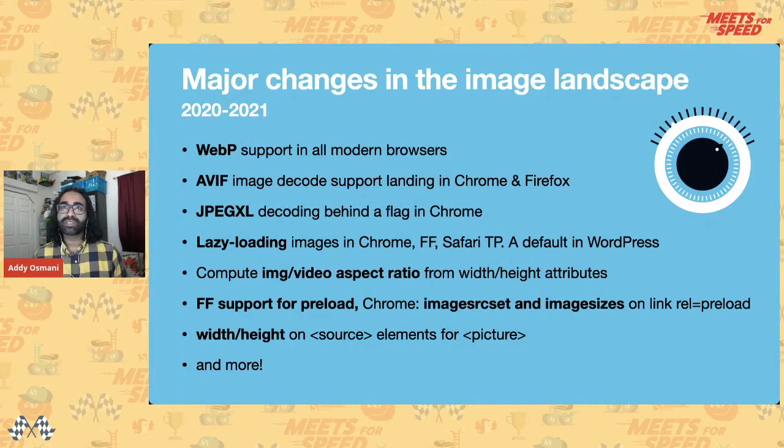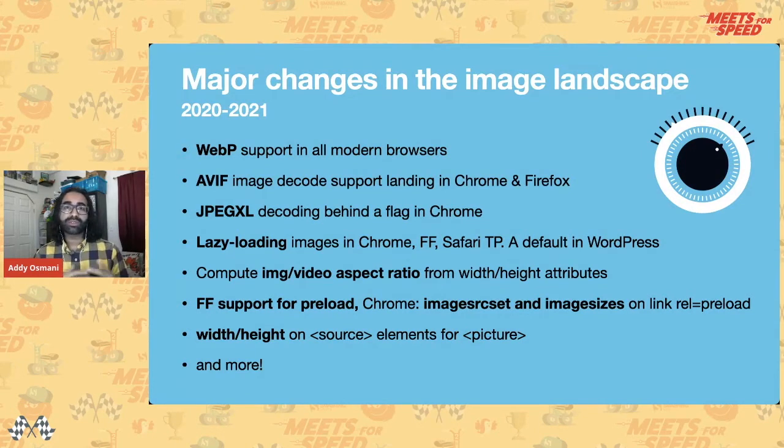We're now in a place where WebP is supported in all major browsers. AVIF image decoding is in Chromium, and it's hopefully coming to Firefox soon. We've got JPEG XL decoding behind a flag in Chrome. And then we've just seen a whole range of different improvements to image loading landing all over the place. So lazy loading is natively available in a lot of browsers these days. It's in Safari Technology Preview. It's a default now in large ecosystems like WordPress.